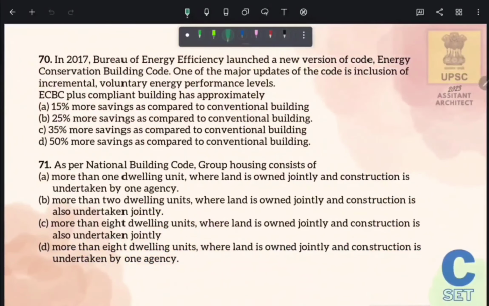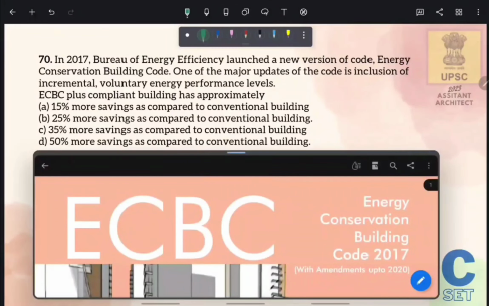Let's see next question. In 2017, Bureau of Energy Efficiency launched a new version of code, Energy Conservation Building Code. One of the major updates of the code is inclusion of incremental voluntary energy performance levels. And as per this, ECBC plus compliant building has approximately. So let's see this new version of Energy Conservation Building Code, which was launched in 2017.